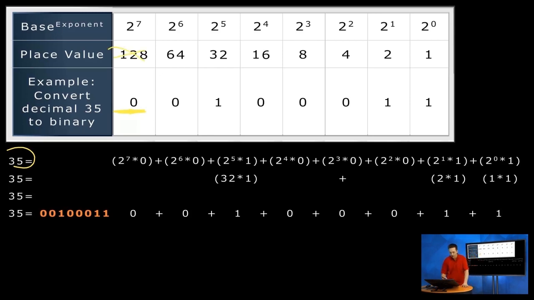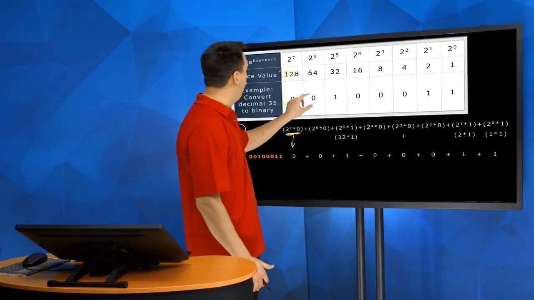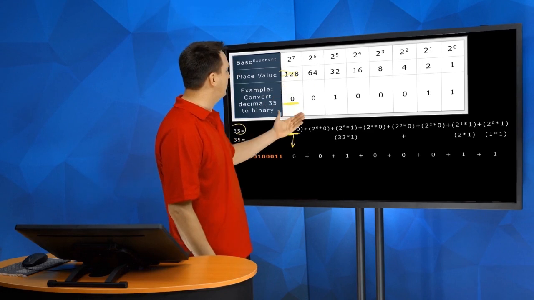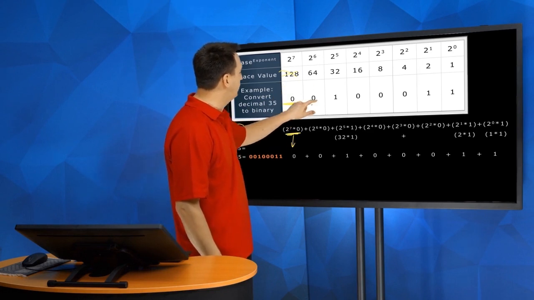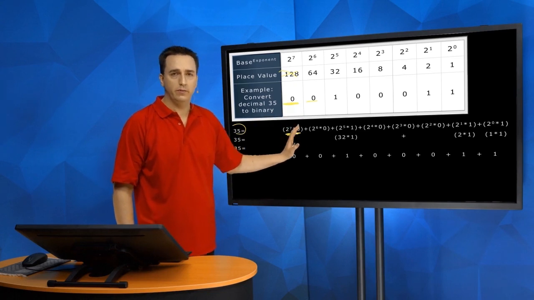That's why down here in our chart, you can see it's identifying that we're going to go 2 to the power of 7 times 0, which equals 0. I don't want to use that because that value is way too much. Same thing here, 64. 35 is less than 64. So if I have this as a 1, then 64 goes into my calculation.